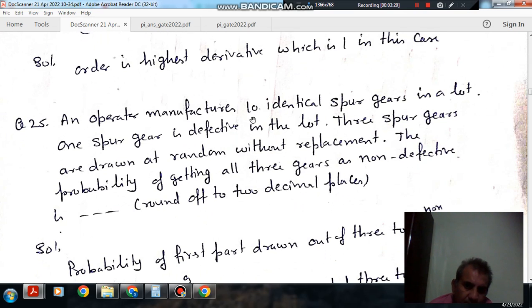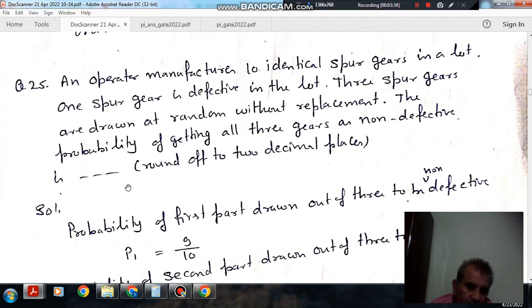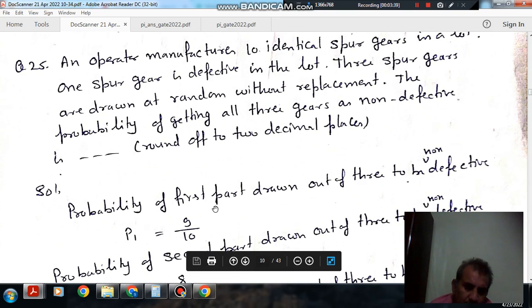an operator manufactures 10 identical gears in a lot. One gear is defective in the lot. 3 gears are drawn at random without replacement. The probability of getting all the 3 gears as non-defective is dash, round off to 2 decimals. So the probability of the first gear drawn out of 3 to be non-defective is 9 by 10, because only one is defective.